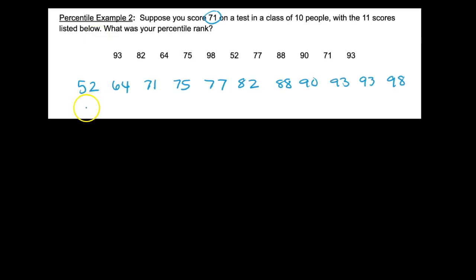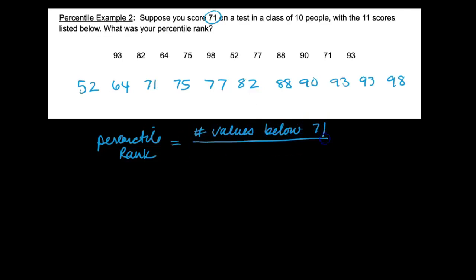And then I can rely on that formula I just spoke about. So the formula says if you want the percentile rank, we're going to find the number of values below 71, because we're trying to find the percentile rank of 71, divided by the total number of values. So in this case, it's 11, and then we're going to multiply by 100.